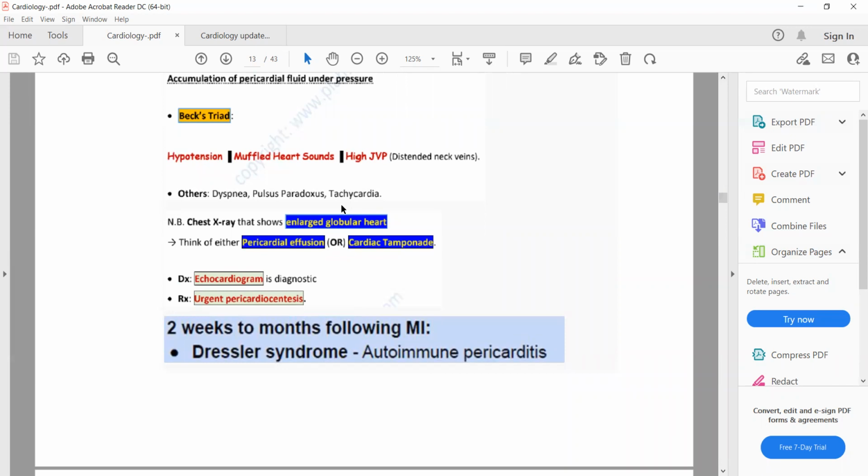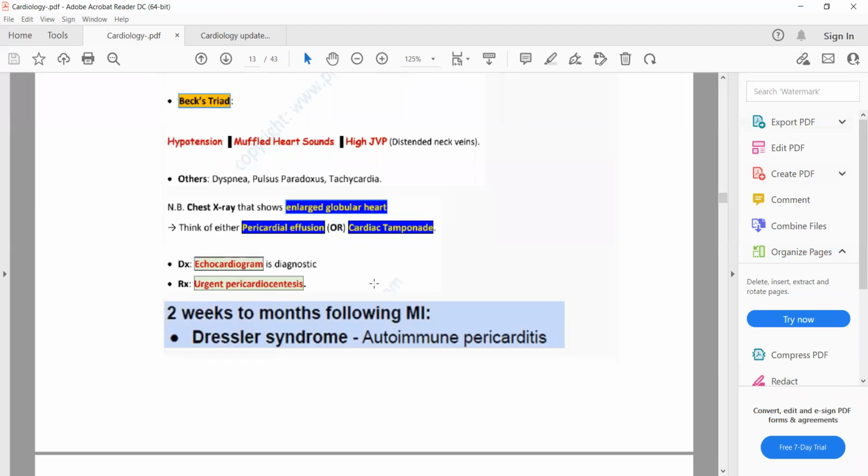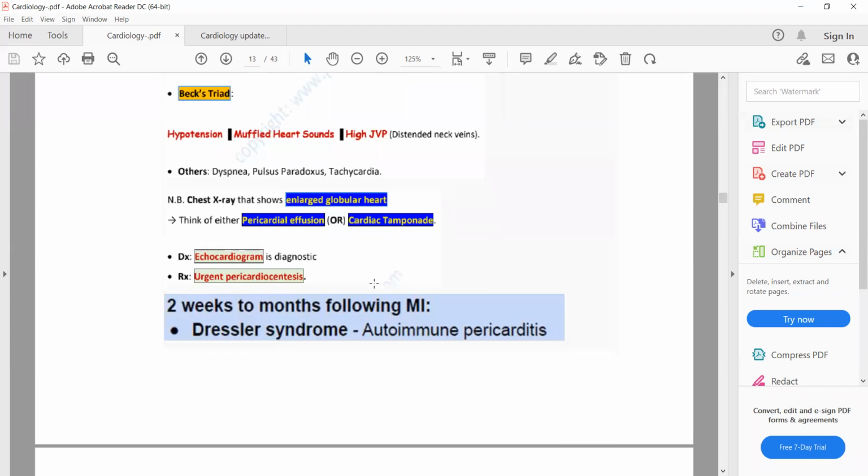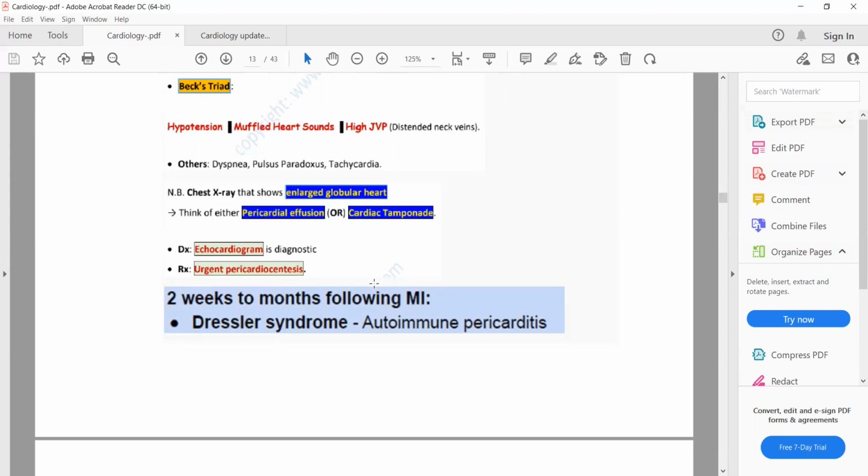If a chest X-ray shows an enlarged globular heart, it can be pericardial effusion or it can be cardiac tamponade. If this triad is present, then you will call it cardiac tamponade. Otherwise, you will call it pericardial effusion. Remember this difference. The diagnosis is confirmed on echocardiogram, and the treatment for pericardial effusion or cardiac tamponade is urgent pericardiocentesis.